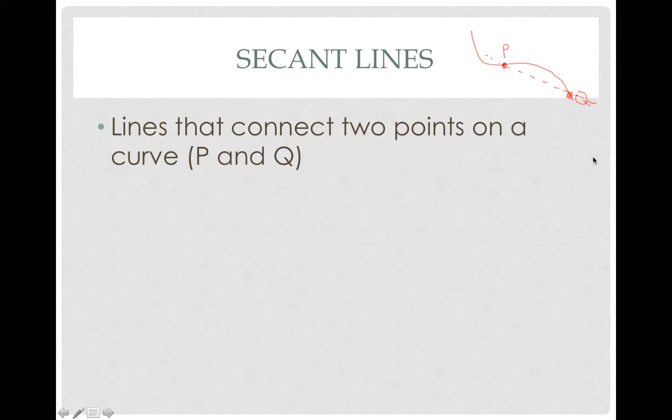The slope of this line is actually, as you'll see in a second, the average rate of change. This is the average rate of change between P and Q.